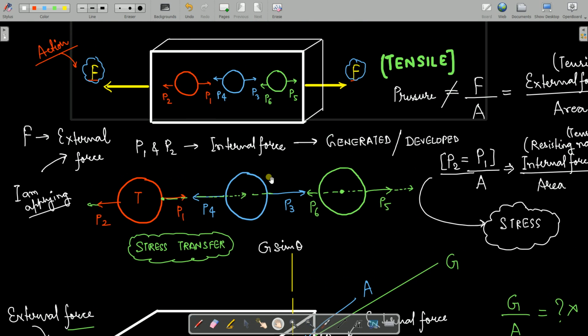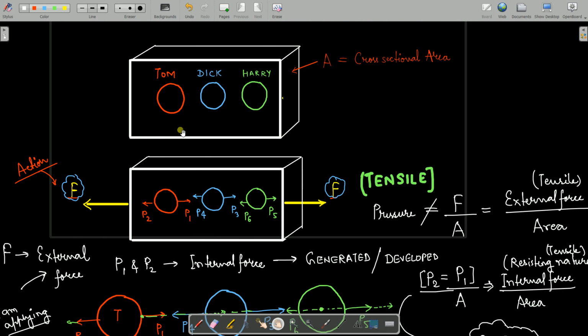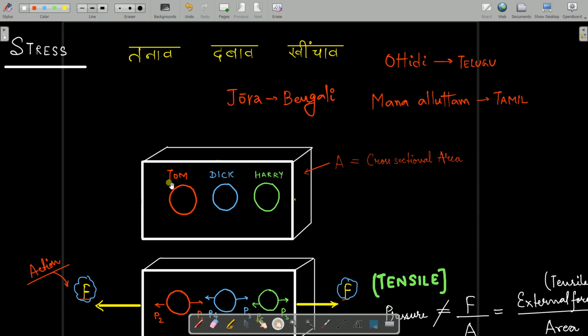So we have just introduced the concept of stress. In the next lecture we will see the types and different forms of stress.